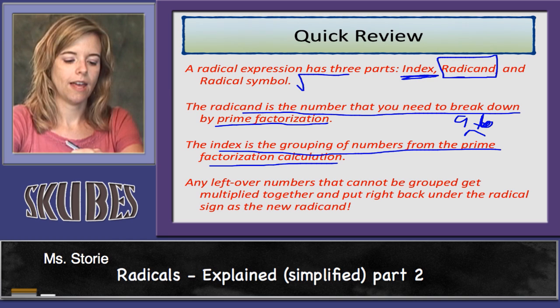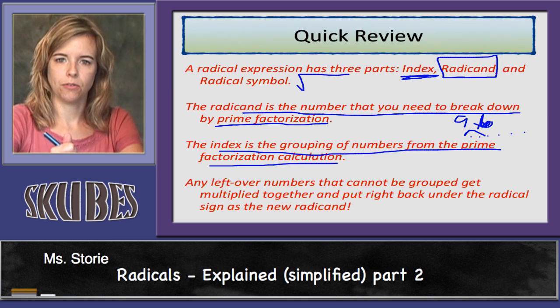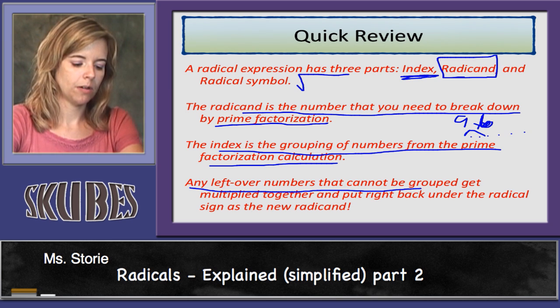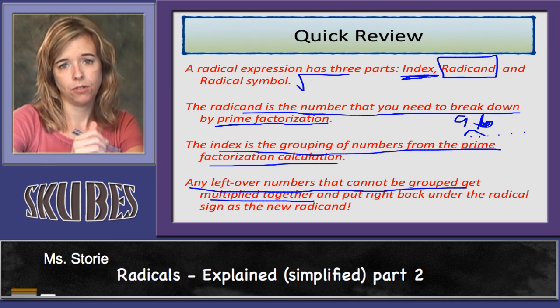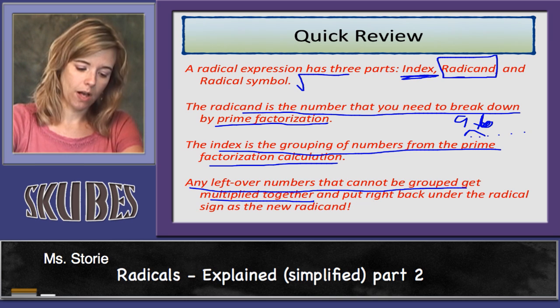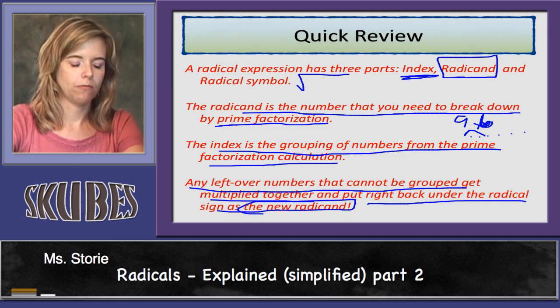In other words, that index of 3, that teeny tiny number, said take all those primes that we made from 96 and circle out groups of 3 and take them out of the radical sign. Any leftover numbers that can't be grouped together get multiplied together, so that 2 times 2 times 3, they weren't groups of 3, so we had to multiply them all together, created the number 12, and then we put them right back under the radical sign, and they became our brand new radicand.